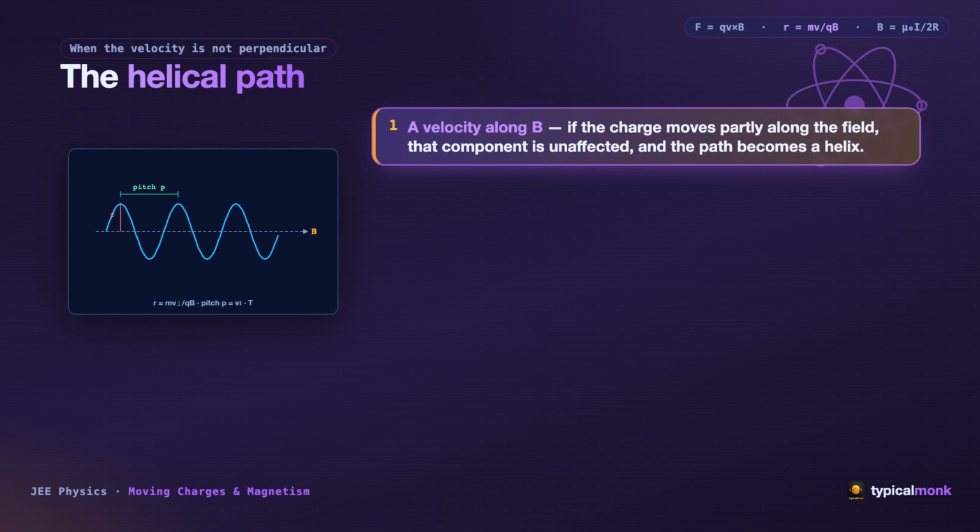The helical path. A velocity along B. If the charge also moves partly along the field, that parallel component is completely unaffected by the force, and so the path opens out into a helix.